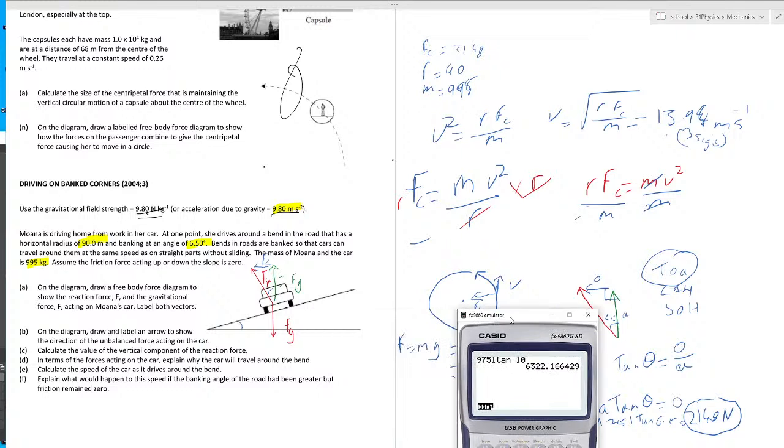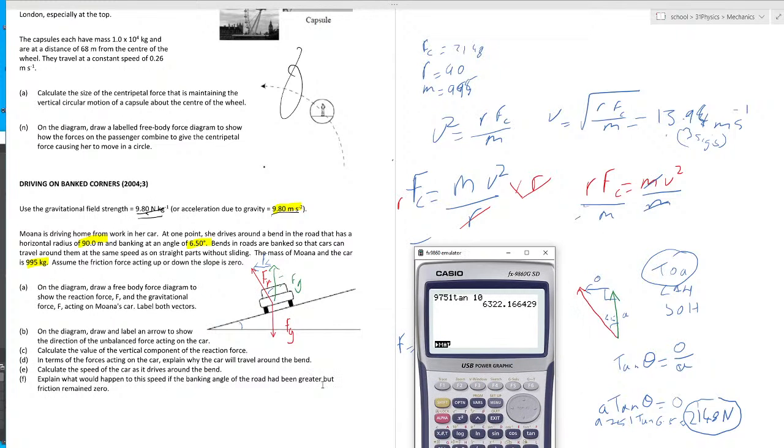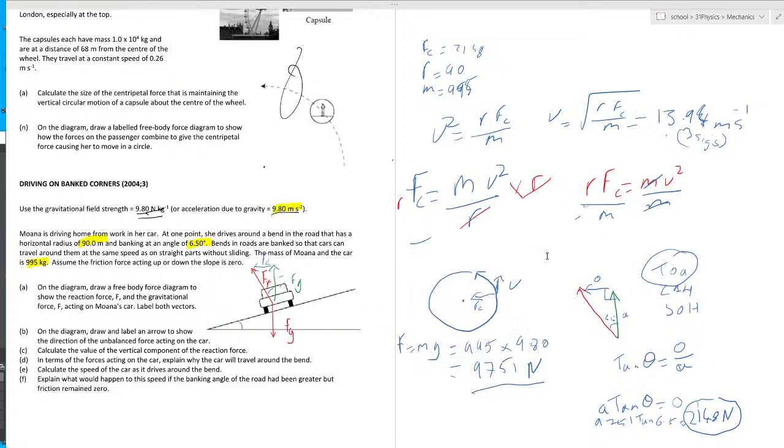So the speed will increase if the banking angle of the road is greater and friction remains 0, because if friction remains 0 and it's going around in a circle and not slipping down, it has to have a centripetal force acting inwards. It has to have an increase in velocity. You're going to have to explain all that again. That's probably a merit or an excellent explanation.